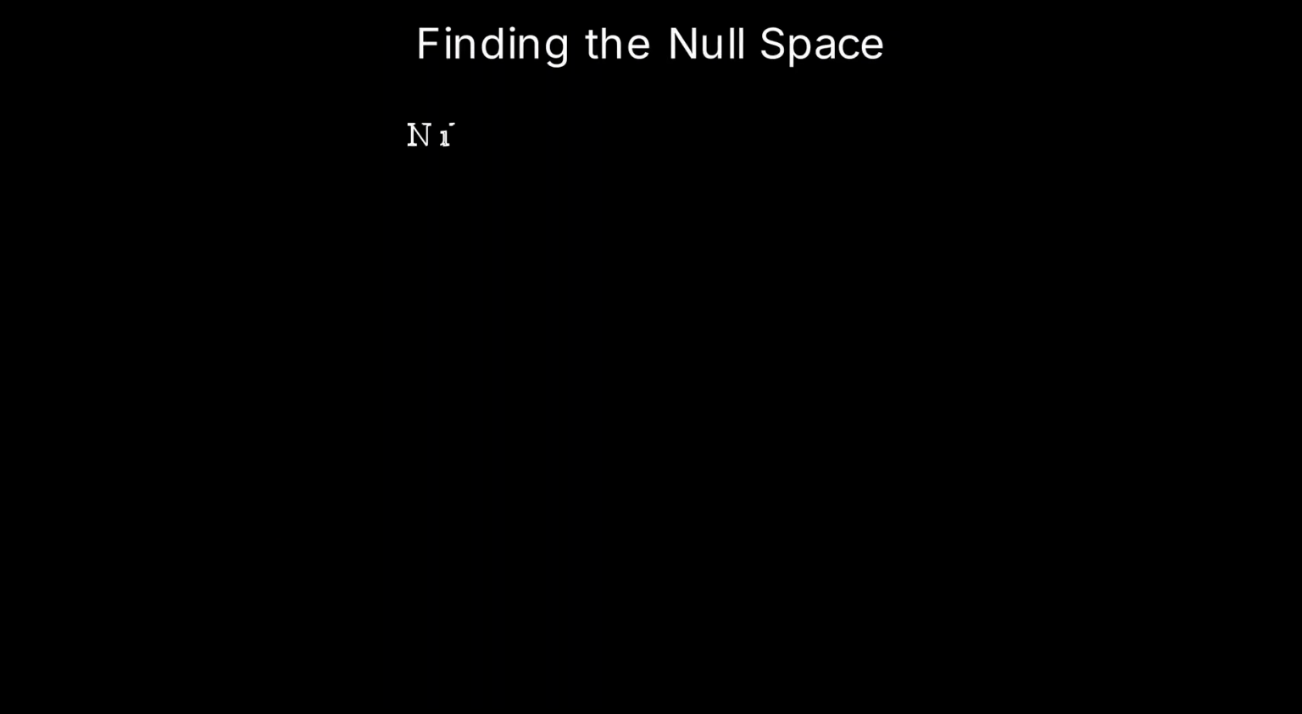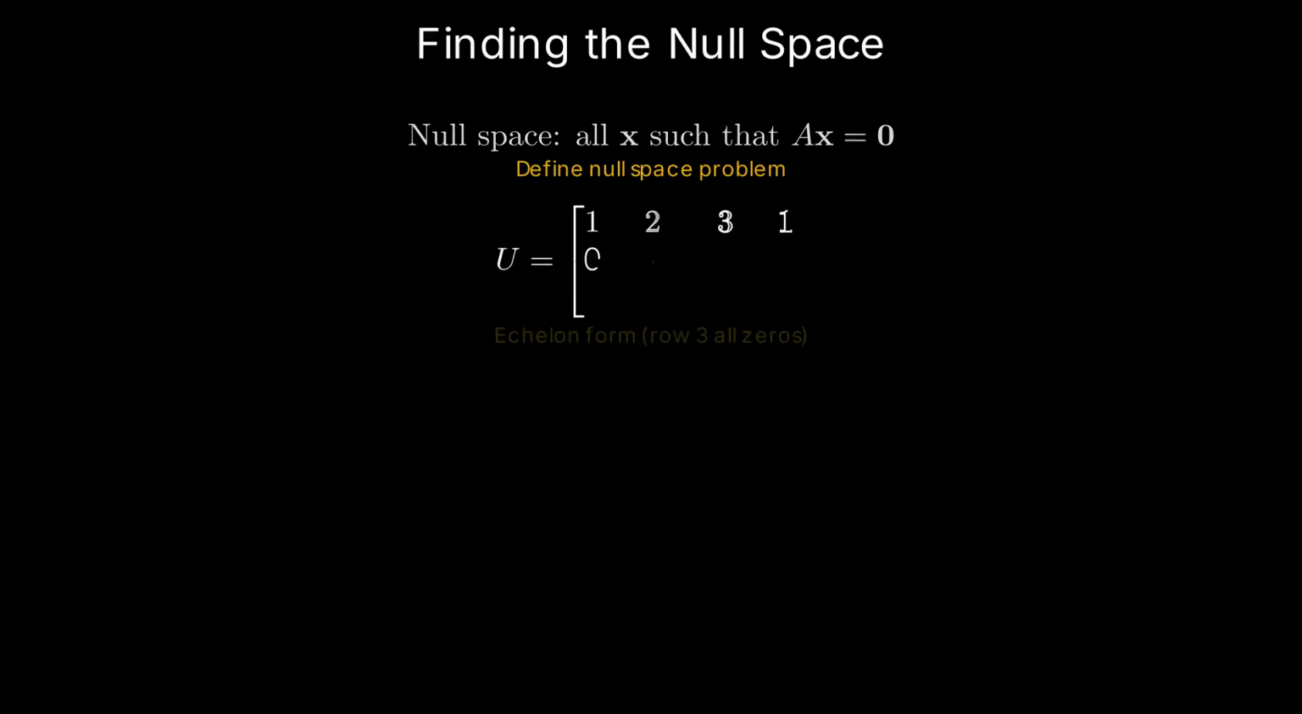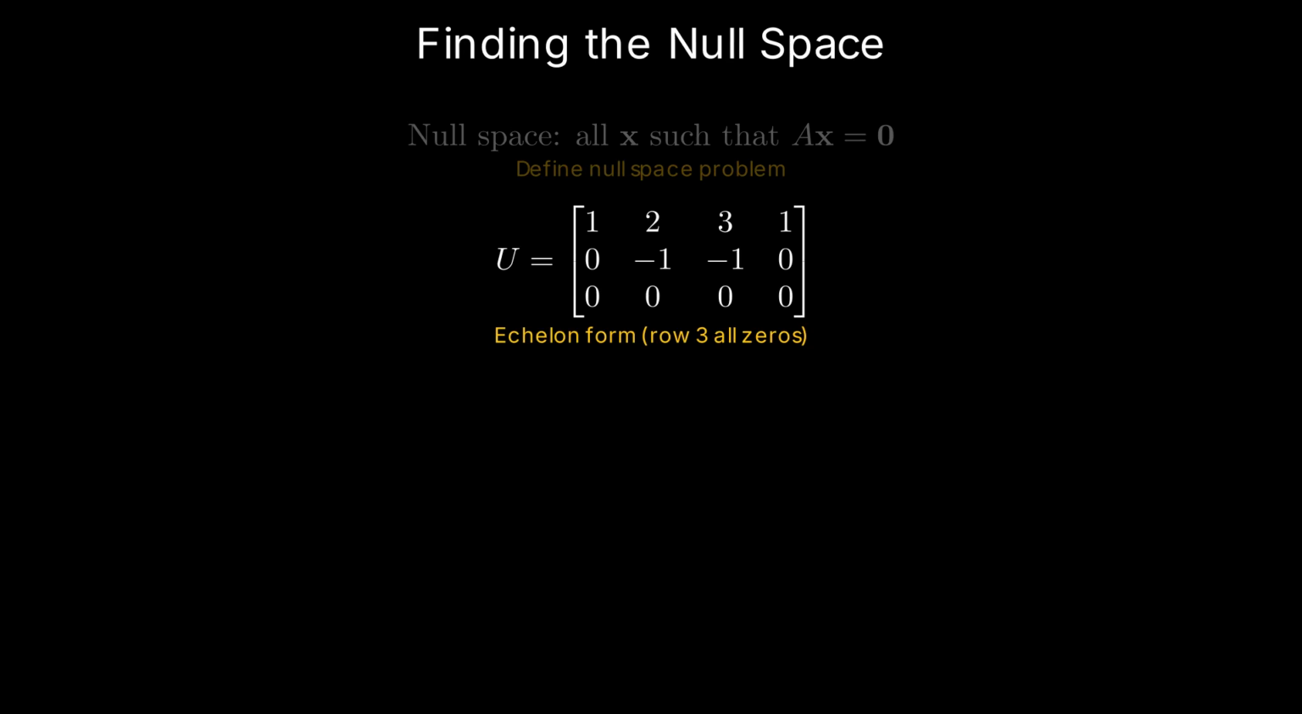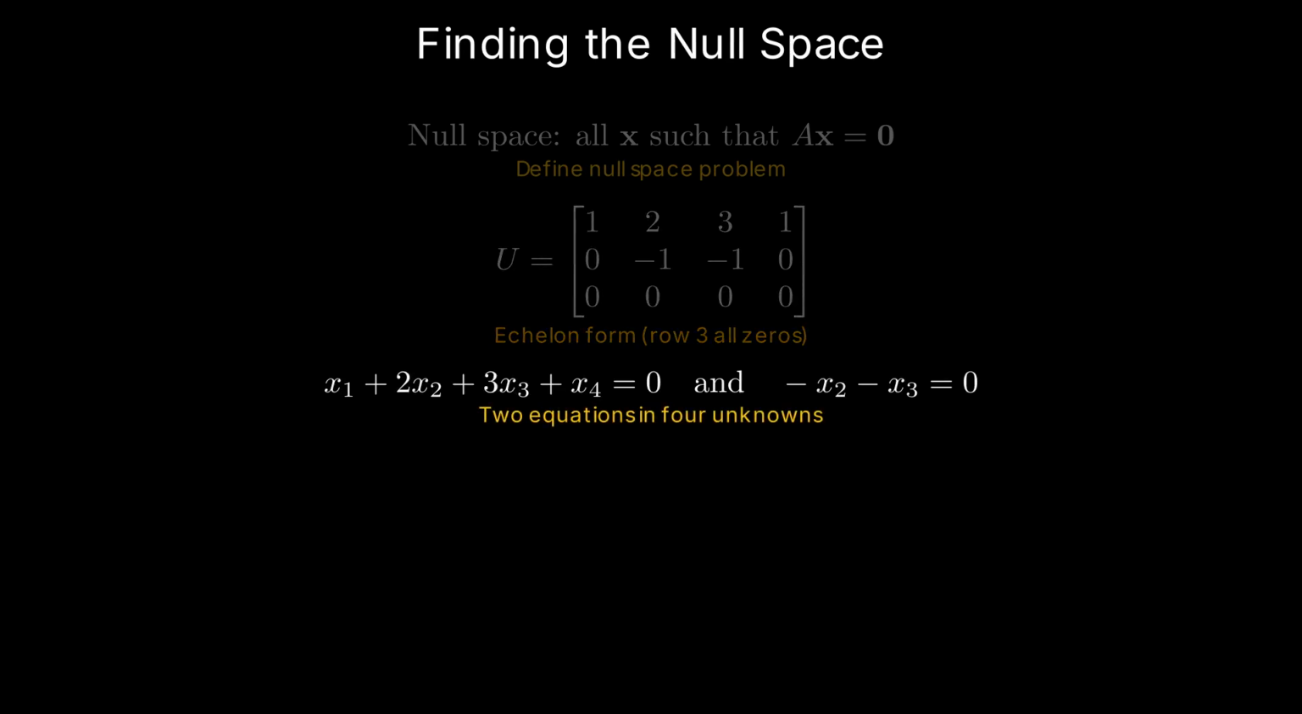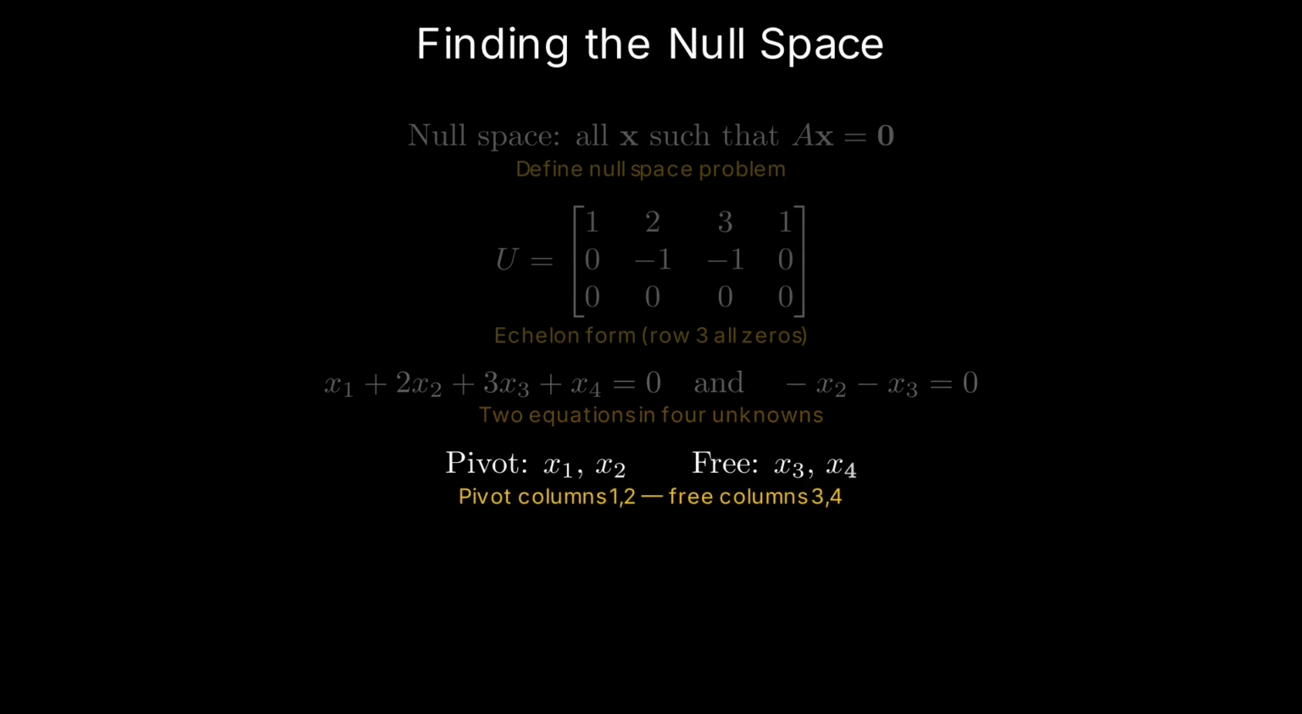We found what the matrix reaches. Its column space. Now let's find what it kills. Its null space: all vectors x where Ax equals the zero vector. From the echelon form, the equations are x1 plus 2x2 plus 3x3 plus x4 equals 0, and negative x2 minus x3 equals 0. The pivot variables are x1 and x2, since those columns contain pivots. The free variables are x3 and x4.